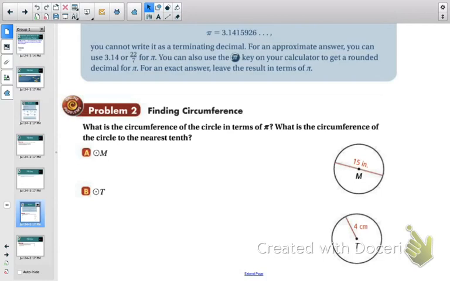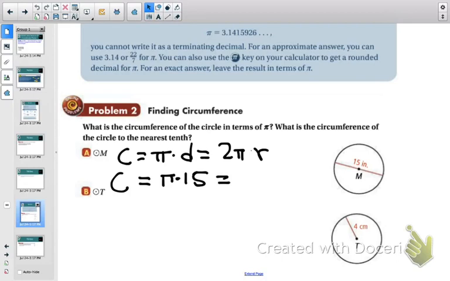If you remember, circumference is pi times diameter, or 2 pi times the radius. In this case it gives us our diameter because it goes all the way through. So 15 is the diameter, so our circumference is just going to be pi times the diameter of 15, which, if I'm leaving it in terms of pi, I'll just say it is.